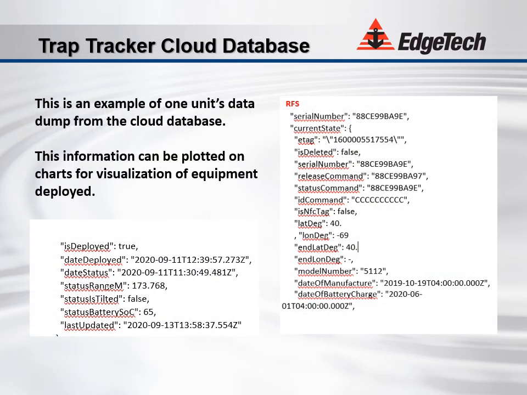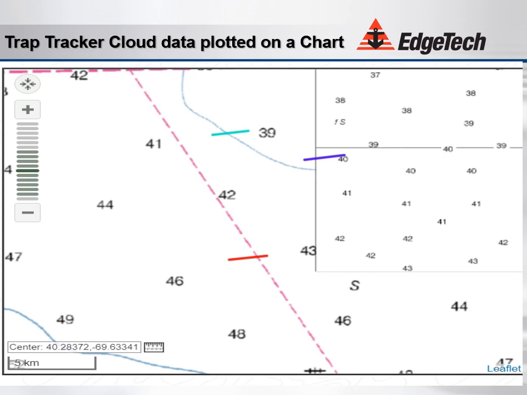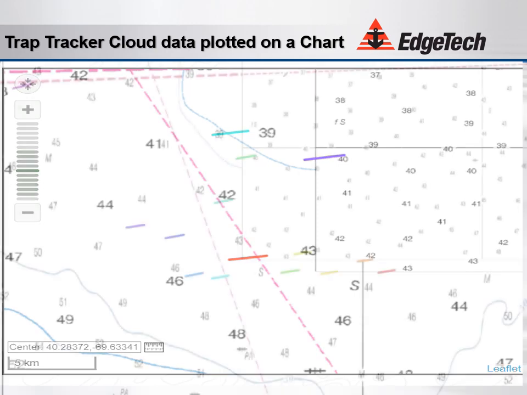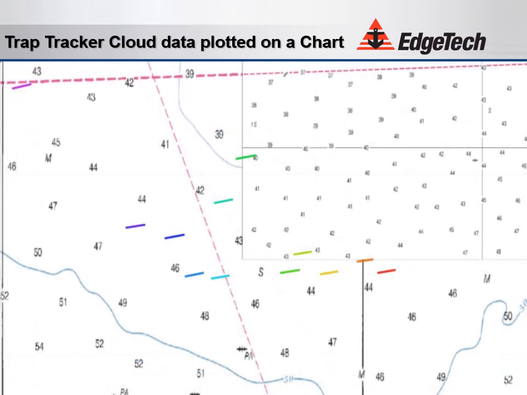This is an example of one of the unit's database dumps from the cloud database. This is what regulators would be pulling down from the cloud to plot on charts. This is an example of data that was pulled from the cloud database and then plotted on a chart. In this plot here, there are 12 different trawls, approximately 1.5 miles long, plotted on a chart.